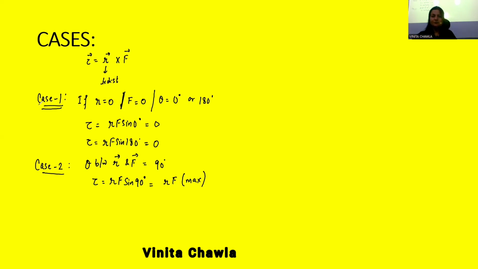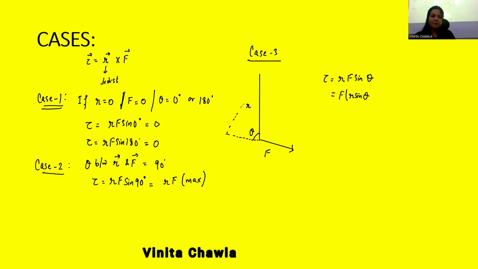Right? Case 3, torque is R F sine theta. So we can write F into R sine theta. Theta is the angle between these two. So if we extend this in the backward direction, this angle is theta. We can draw a perpendicular like this. Okay, this is perpendicular. This angle is theta between R and F. So F into R sine theta.